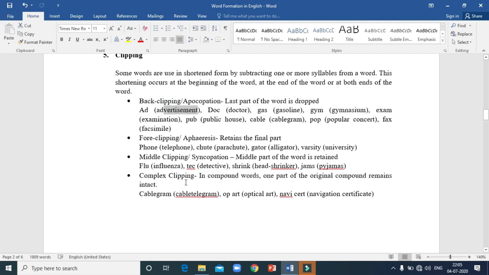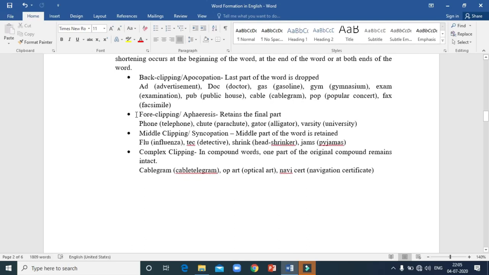Doctor becomes doc. The ter disappears. Gasoline becomes gas. Gymnasium becomes gym. Examination becomes exam. Public house becomes pub. Cablegram became cable. Popular concert became pop. Facsimile became fax.